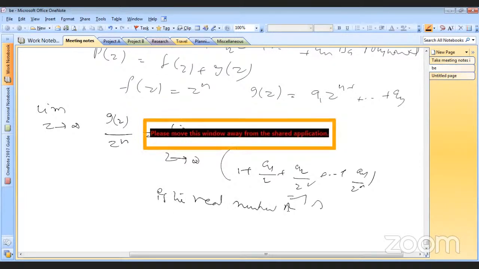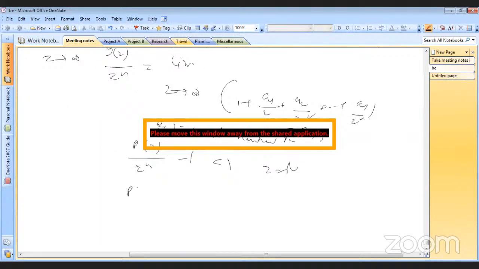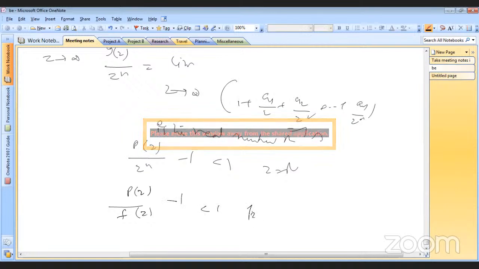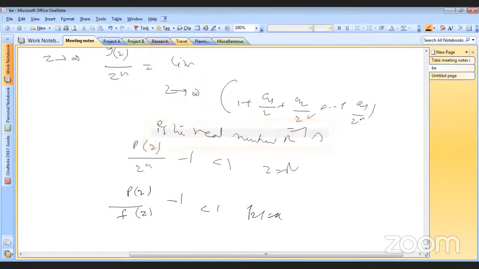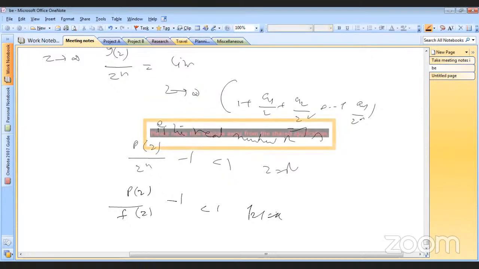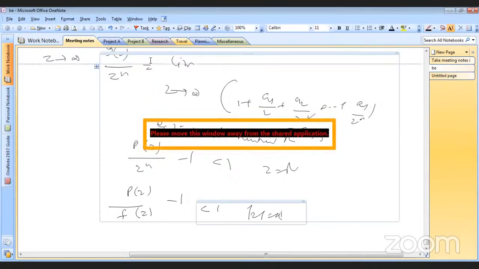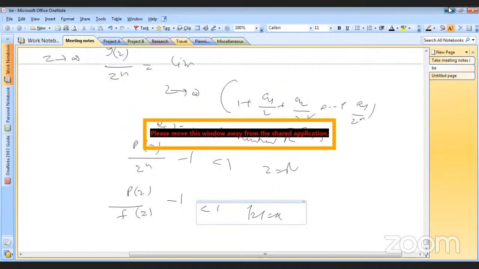So there is a real number r such that |P(z)/z^n - 1| is less than 1 on |z| = r, that is, |P(z) - f(z)| is less than |f(z)| on |z| = r. By Rouché's theorem, P(z) and f(z) have the same number of zeros inside |z| = r. So f(z) has n zeros, therefore P(z) has n zeros. Any doubts, ask me.